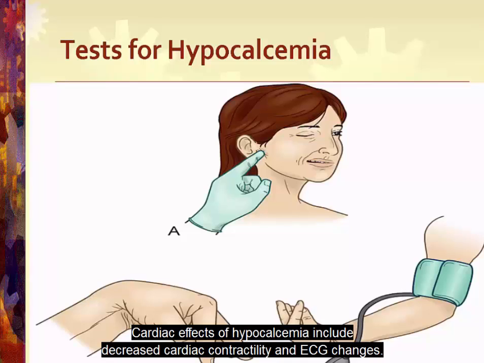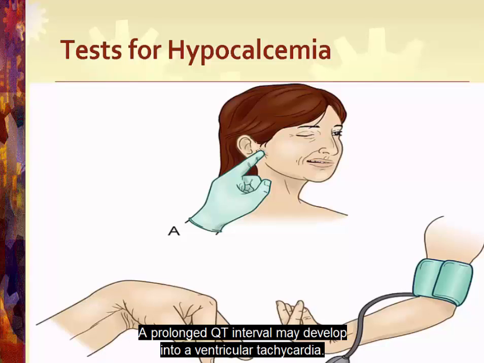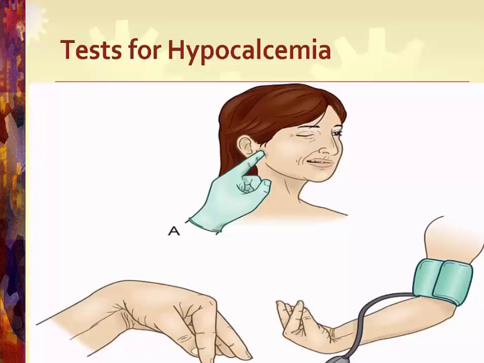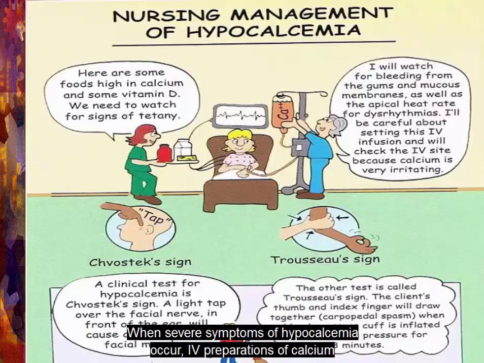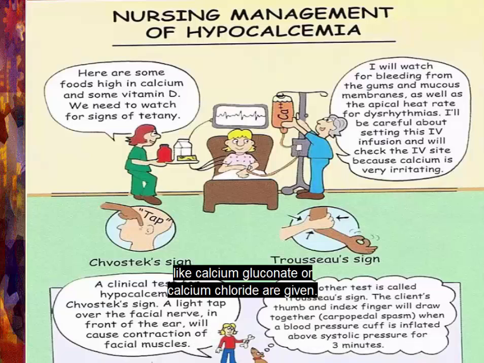Cardiac effects of hypocalcemia include decreased cardiac contractility and ECG changes. A prolonged QT interval may develop into a ventricular tachycardia. The primary goal in hypocalcemia is to treat the underlying cause. When severe symptoms of hypocalcemia occur, IV preparations of calcium, like calcium gluconate or calcium chloride, are given.